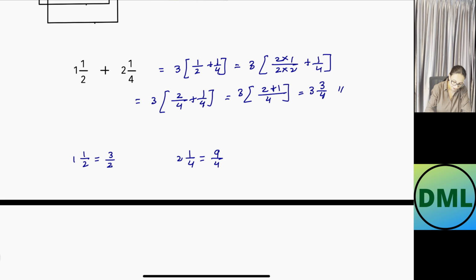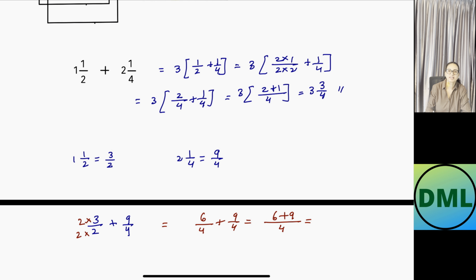I need to add both of them. Let's add 3 by 2 plus 9 by 4. I need to make them like fractions. That means I need to make the denominator the same. I'll make the denominator the same by multiplying this with 2 and this with 2. The answer will be 3 times 2 is 6, 6 over 4 plus 9 over 4. 4 is the LCM. Numerator will be 6 plus 9. If you add 6 plus 9, the answer is 15 by 4.